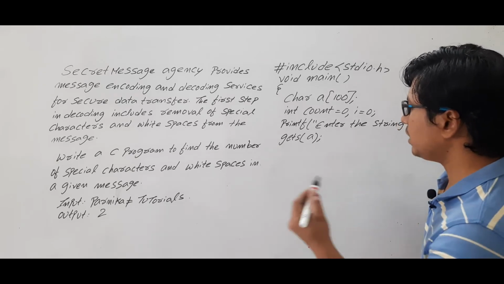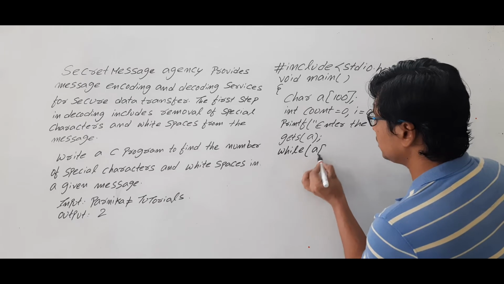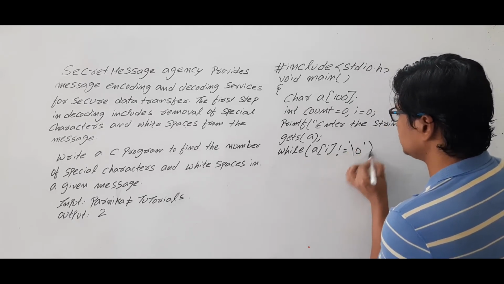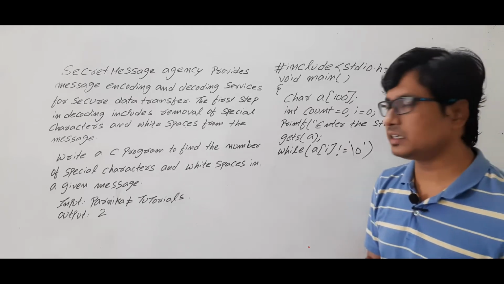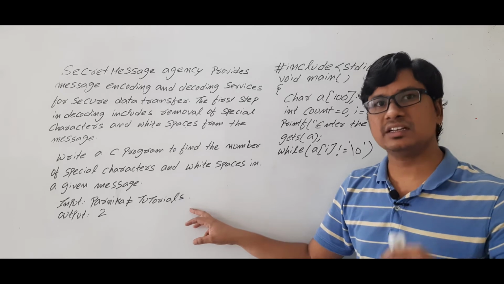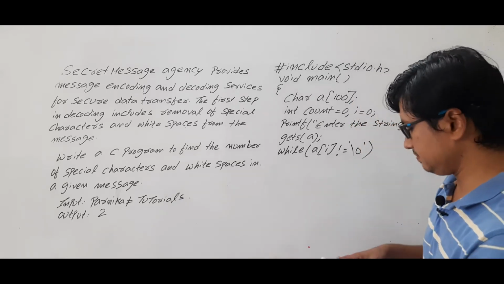Okay. Now once it is done, I need to traverse till the end of the string. So a of i not equal to backslash 0, because you know that each string ends with a backslash 0. The backslash 0 is useful for you to recognize the end of the string.